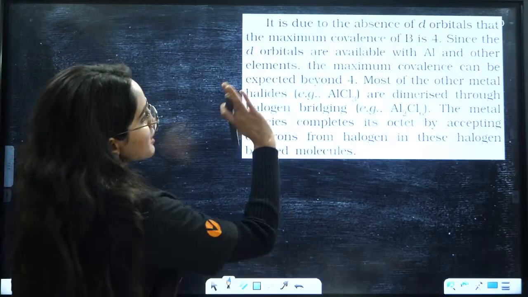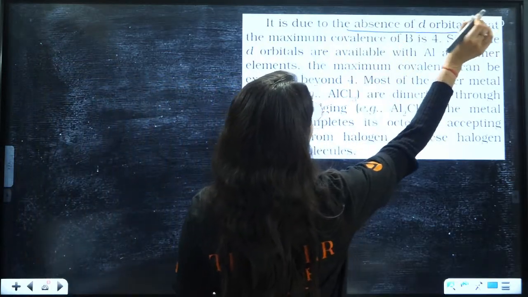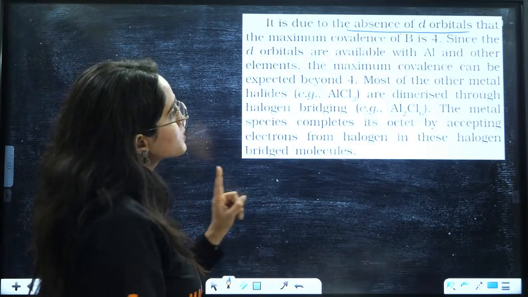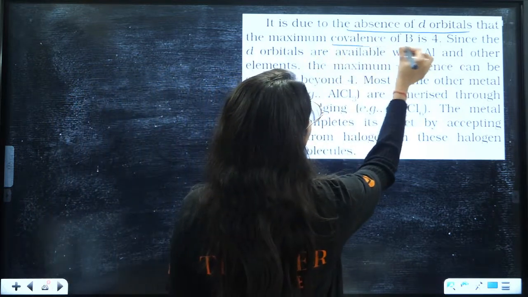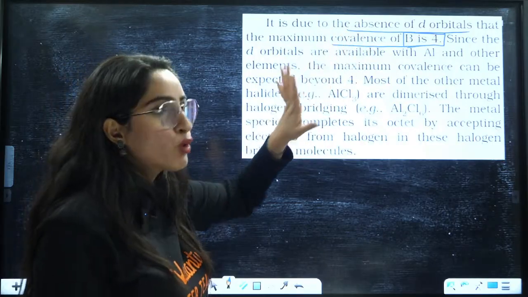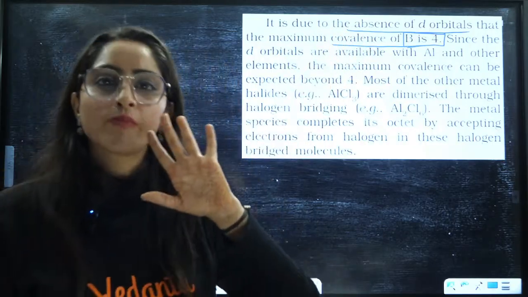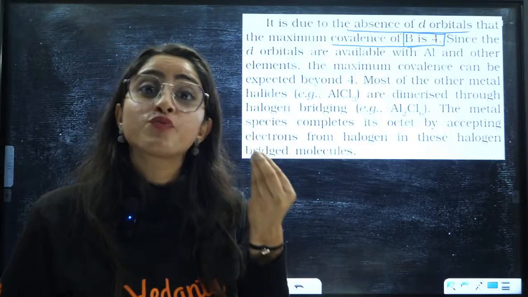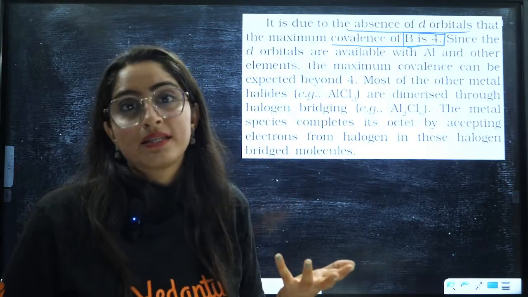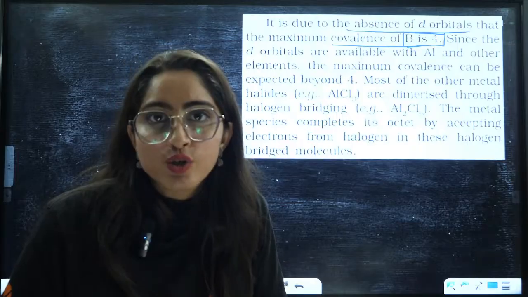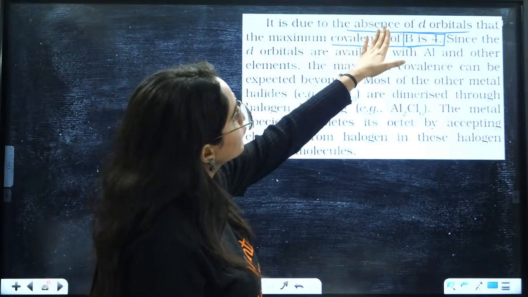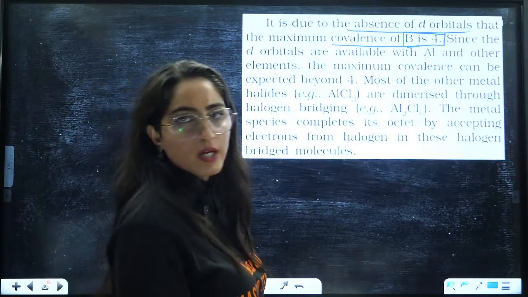So the reason is, first, the absence of d orbitals. This answer about the maximum covalency of boron is very, very important. Even aluminium does not have d electrons, but it has vacant d orbitals, which is why aluminium can expand its covalency. But boron cannot expand its covalency because there are not even empty d orbitals. So it is due to the absence of d orbitals that the maximum covalency of boron is 4.